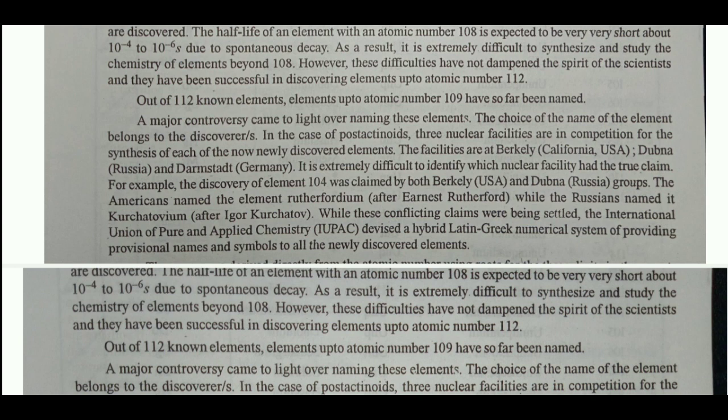The Americans named the element Rutherfordium after Ernest Rutherford, while the Russians named it Kurchatovium after Igor Kurchatov. While these conflicting claims were being settled, the International Union of Pure and Applied Chemistry (IUPAC) devised a hybrid Latin-Greek numerical system of providing provisional names and symbols to all the newly discovered elements.